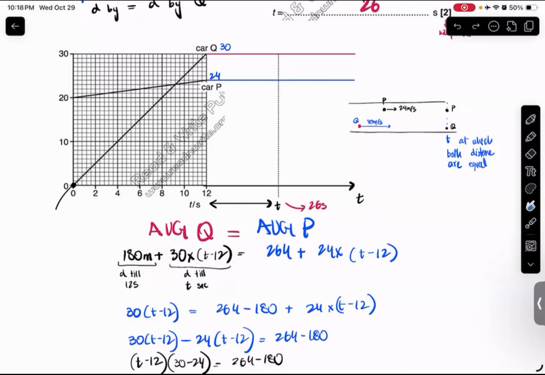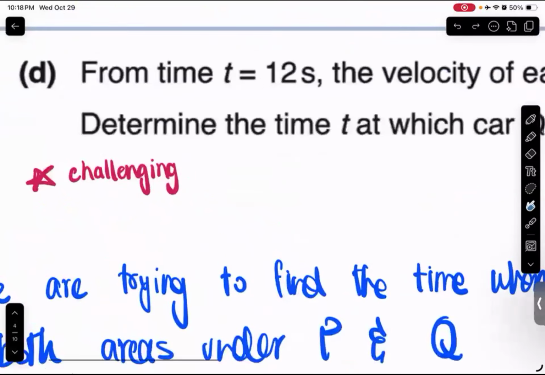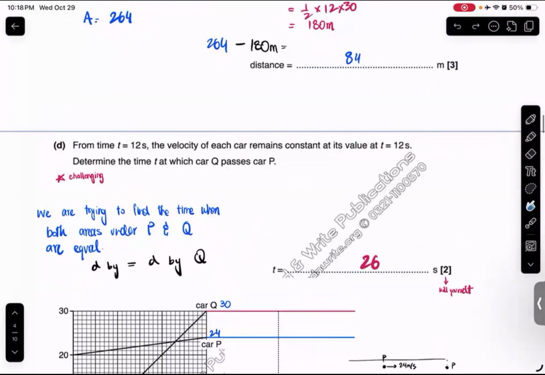That's why I've written that this is challenging. This is one of those difficult questions that nobody is able to solve, and the person who is able to solve this is the one that gets into the Ivy Leagues.